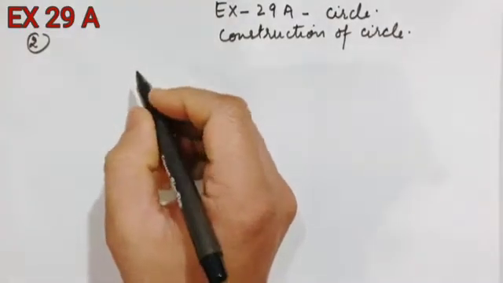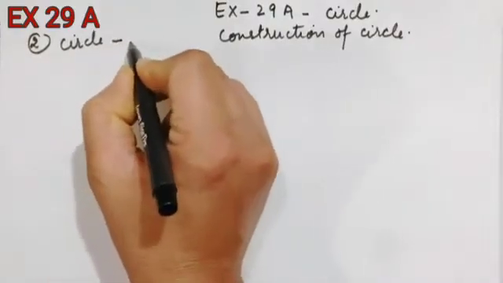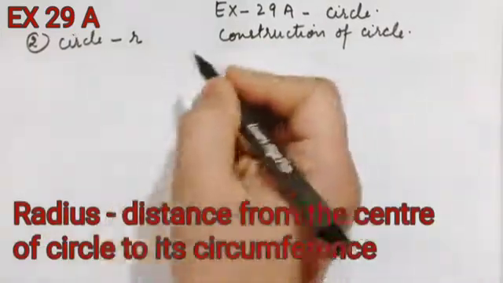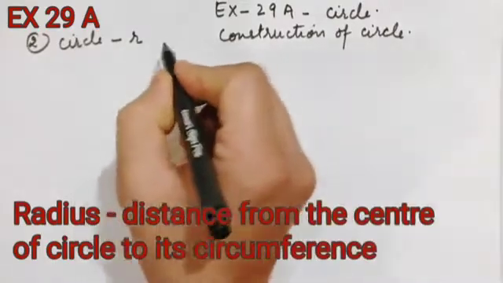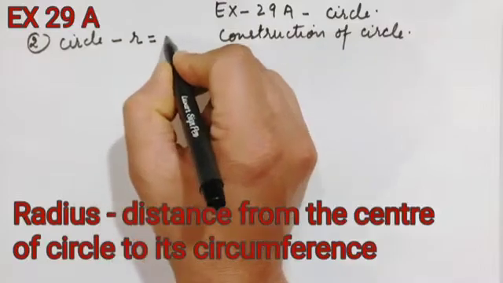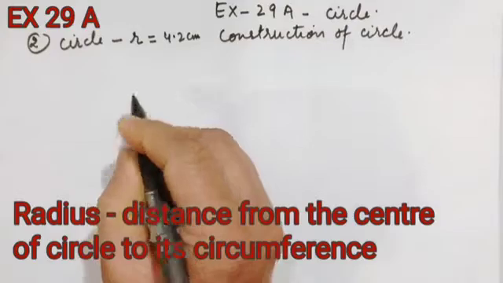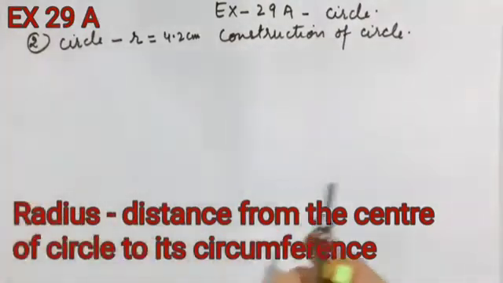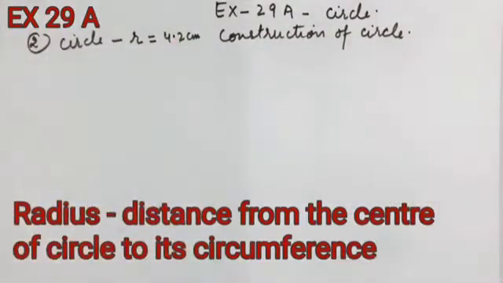It means we have to draw a circle whose radius r. I hope you know what is r. We will come to know while teaching you what r actually is. Radius r is equal to 4.2 centimeter. Okay. Now, the very first most important thing is how to take a radius as 4.2 centimeter.